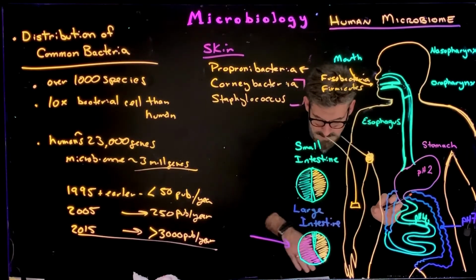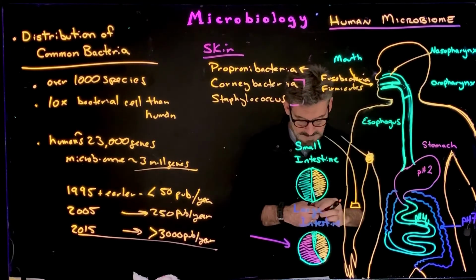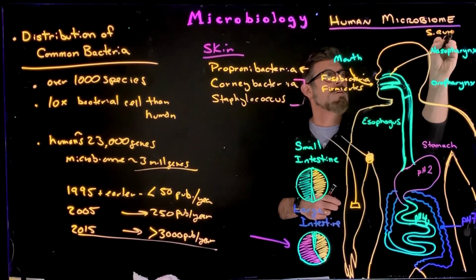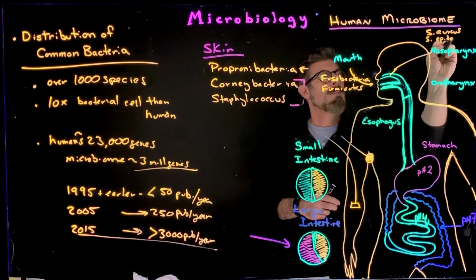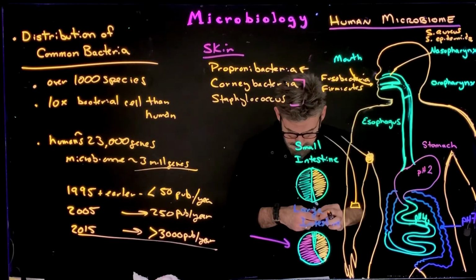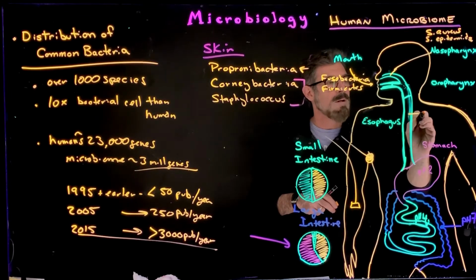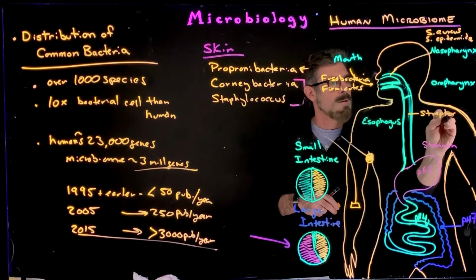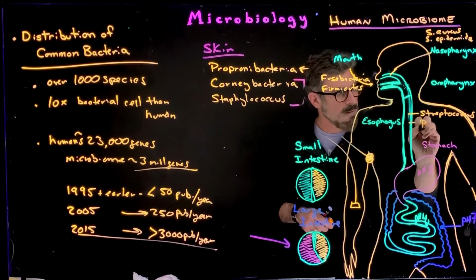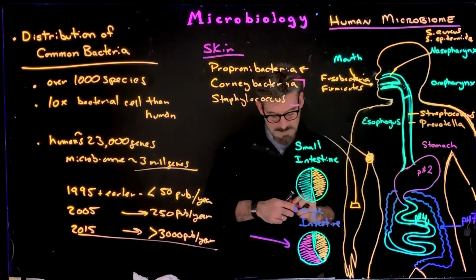As we go into the nasopharynx, this area going through your nose and back, you'll see more organisms like Staph aureus and Staph epidermidis. In these areas, as we go into the esophagus and start to go down, you'll start to find more Streptococcus and Prevotella.